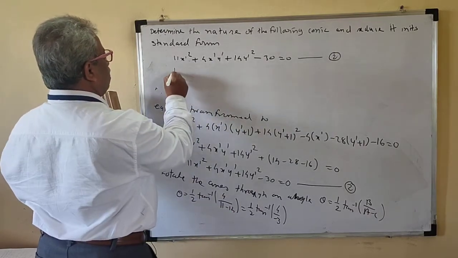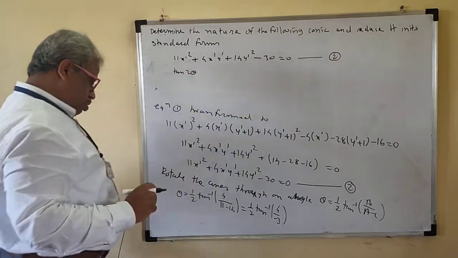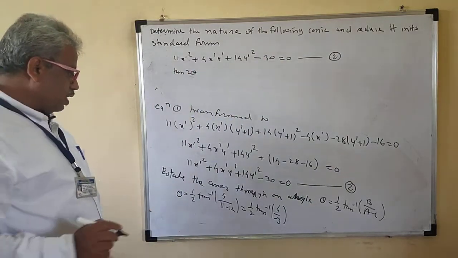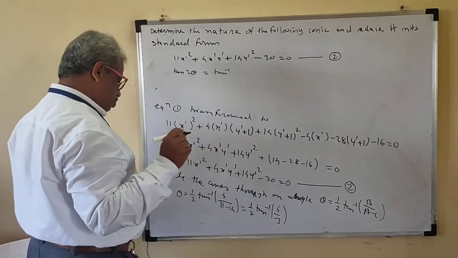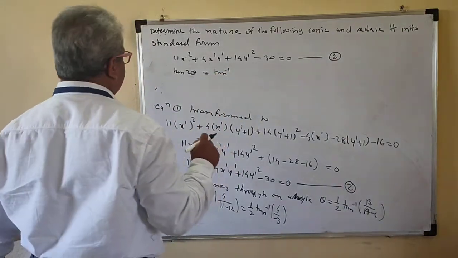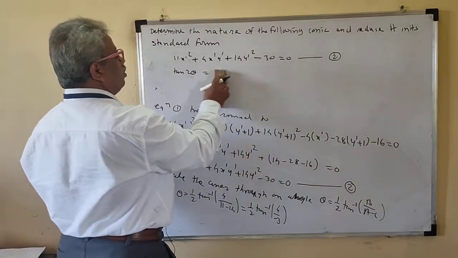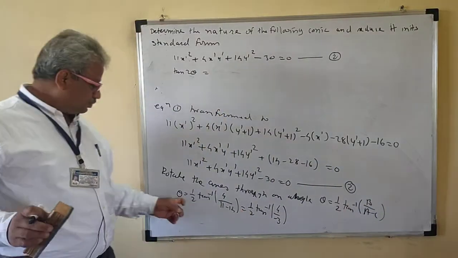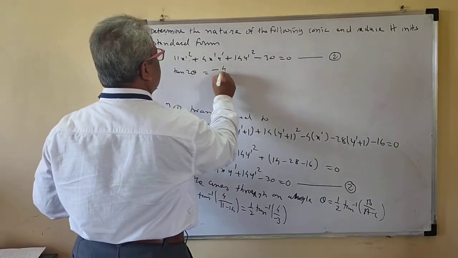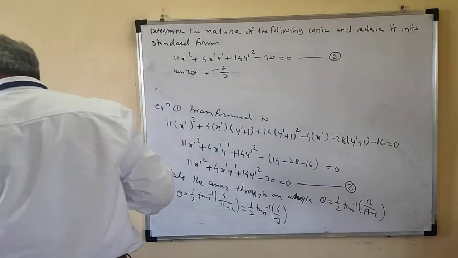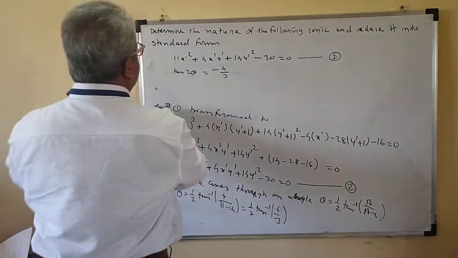Tan 2 theta is equal to tan inverse of... oh, not tan inverse here, because first we have shifted 2 here. Okay, 2 theta is equal to tan inverse. So tan 2 theta is equal to minus 4 by 3.